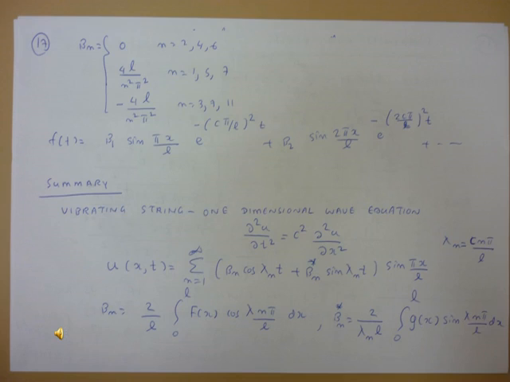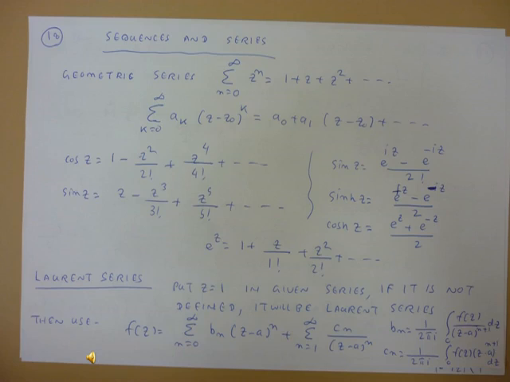So the next lesson is sequences and series. There are several kinds of sequences and series. So we talk about the geometric series. The format of the geometric series is the summation n equals 0 to infinity z power n. So we can expand the equation: 1 plus z plus z squared, etc. The generalized formula is the summation k equals 0 to infinity a_k (z minus z_0) power k. So that will be a_0 plus a_1 (z minus z_0), etc.